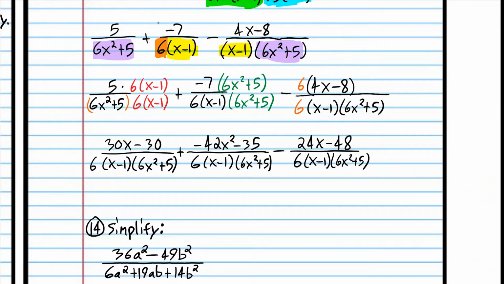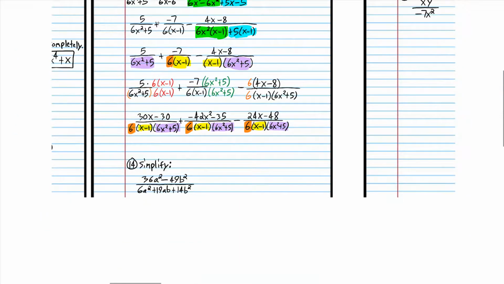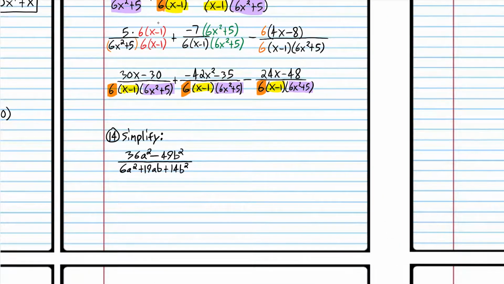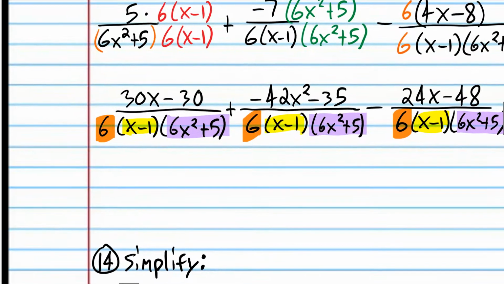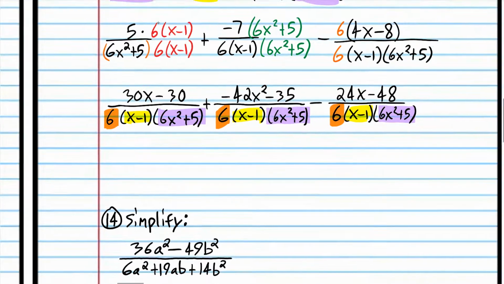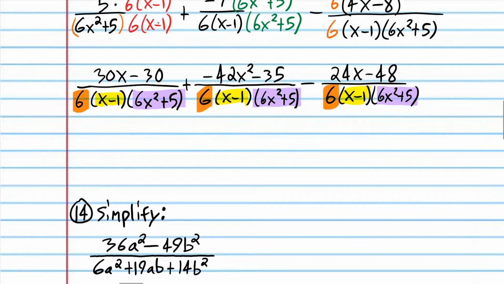So again, we want to double check and make sure that all our denominators are the same, and you can see they are. So now we have a common denominator, and I'm going to move this down a little bit. Because we have a common denominator, we can go ahead and add these fractions. And again, if you're going to make a mistake, it's going to be right here because you're subtracting that fraction, so all those signs are going to change.